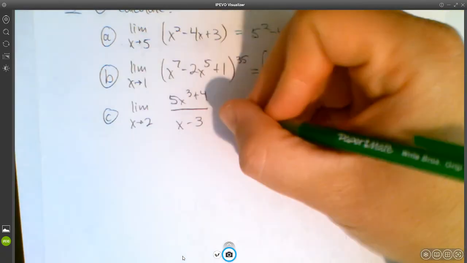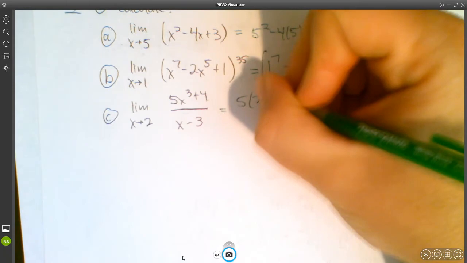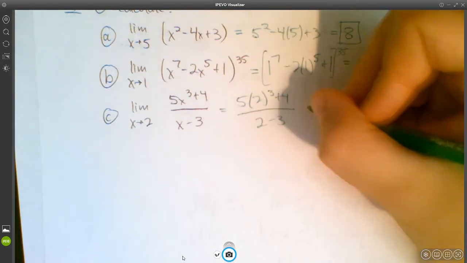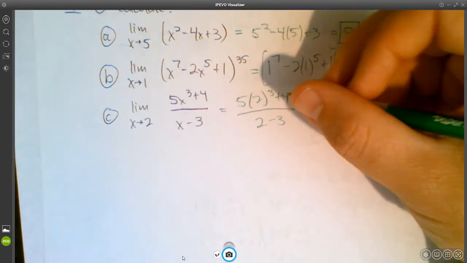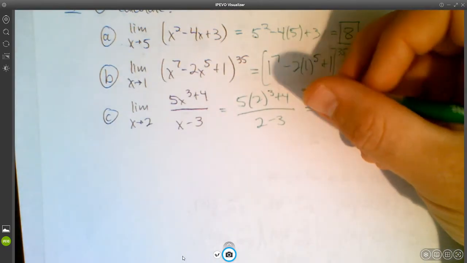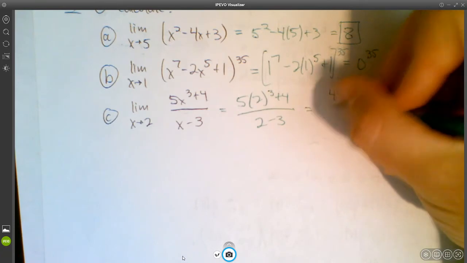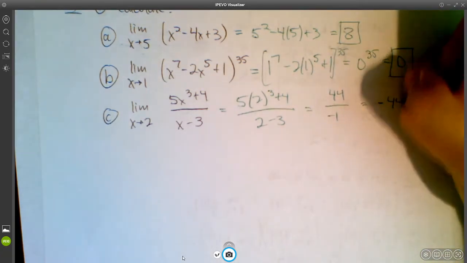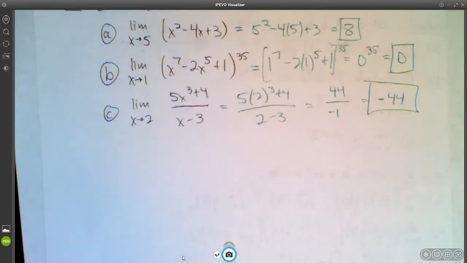Okay, here's my solution. Two cubed is 8, 8 times 5 is 40, 40 plus 4 is 44, 2 minus 3 is negative 1, so I think you should get negative 44 as your final answer there.